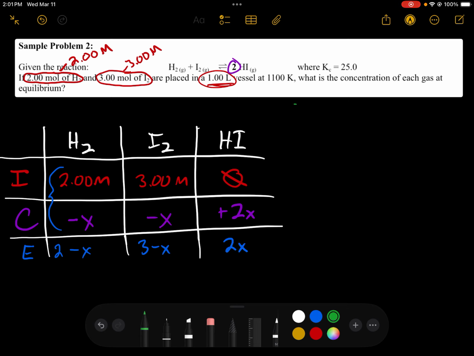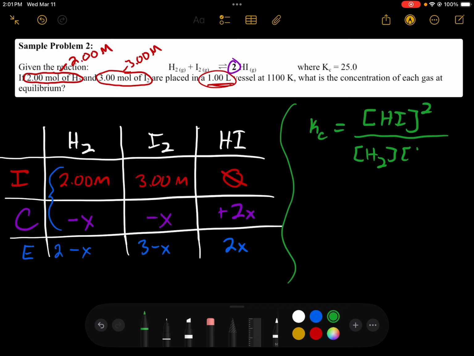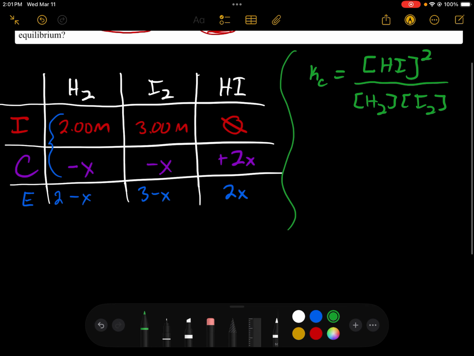Now, over here, we have to take our equilibrium row and plug it into a K expression. So the first thing we have to do is actually write that K expression. So our Kc is going to be equal to our products divided by our reactants. So we have HI on the top, that's going to be raised to the second power. On the bottom, we have both H2 and I2. And now I have stuff in my equilibrium row that I can safely plug into that.